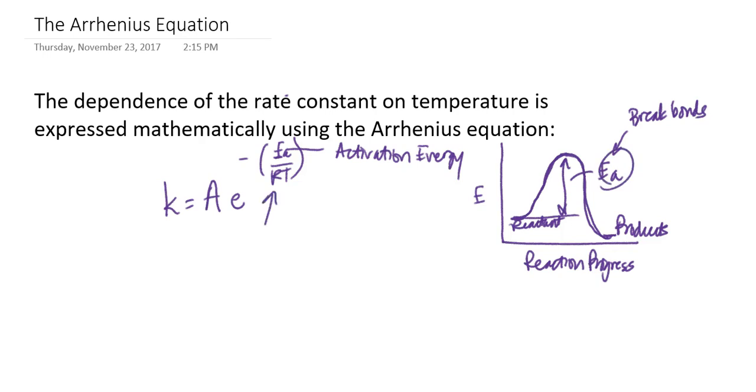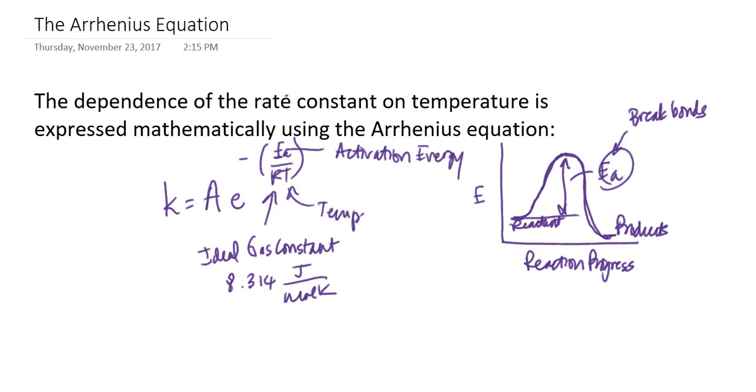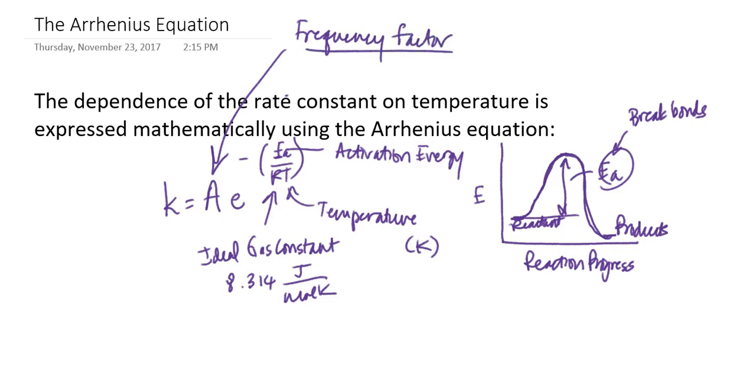Now, R is the ideal gas constant in its energetic units, so that's 8.314 joules per mole Kelvin, and T is our temperature in units of Kelvin. Now, this factor A that I mentioned earlier is something we call the frequency factor.